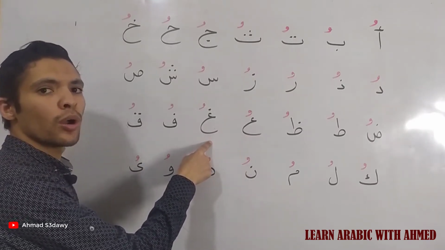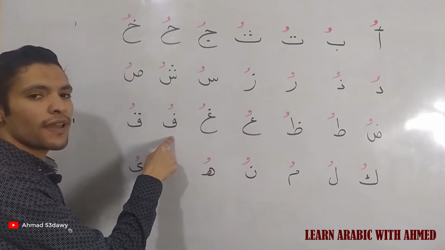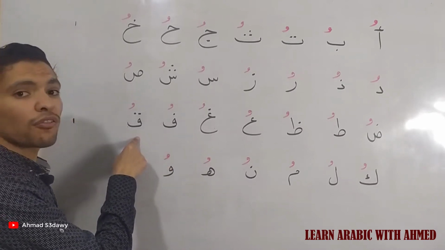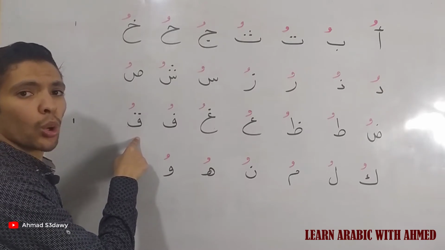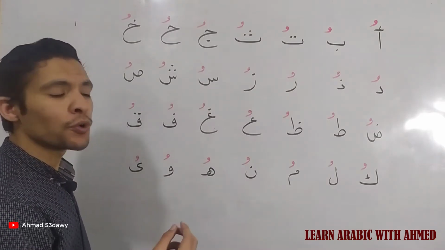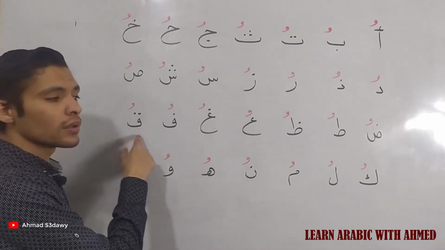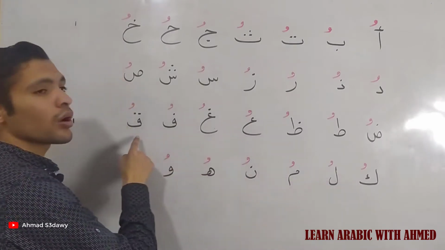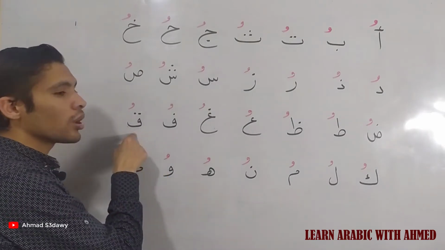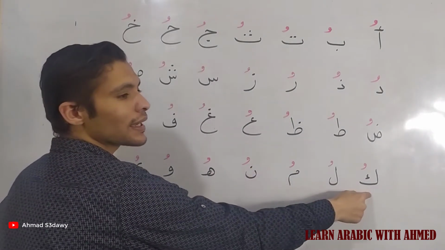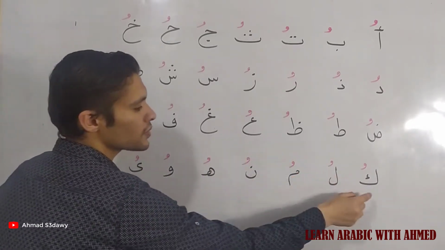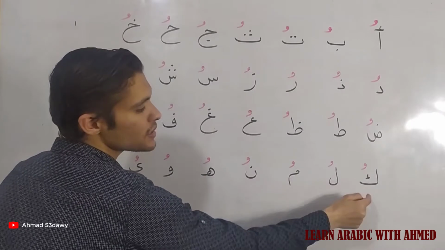Ghain, Ghu. The Fa, how do you say it? Fu. The Qaf, how do you say it? Qu. The Kaf, how do you say it? Ku. Listen. Qu. Ku. Okay? Differentiate between these letters. This is very tough. This is very soft.